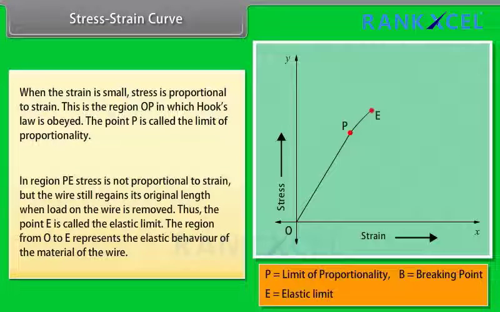In region PE, stress is not proportional to strain, but the wire still regains its original length when load on the wire is removed. Thus, the point E is called the elastic limit. The region from O to E represents the elastic behavior of the material of the wire.